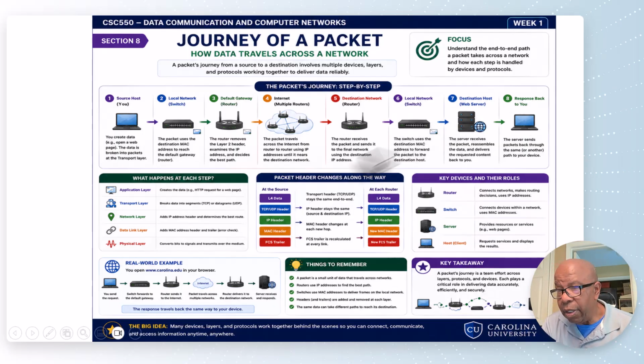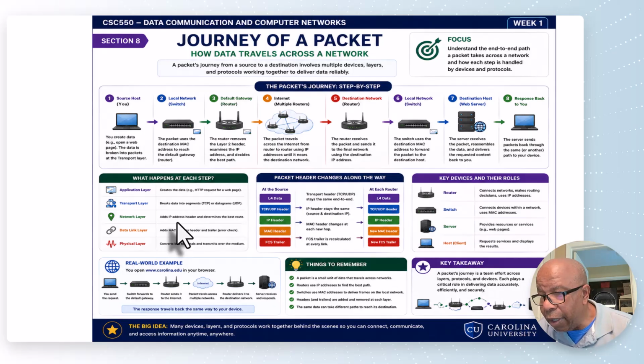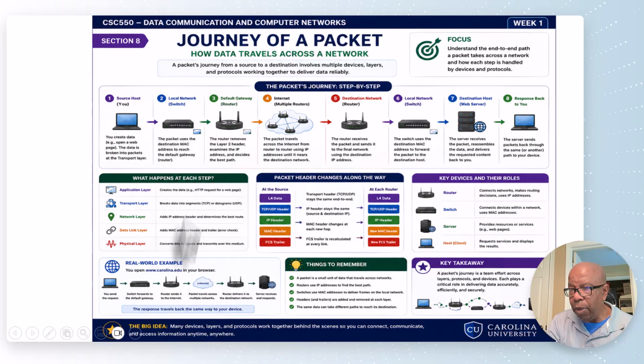Here is another summary explanation. The application creates data, the transport layer breaks it into segments, the network layer adds the IP address header, and the data link layer adds the MAC address. We'll be delving into the MAC address a little later. And the physical layer converts bits to signals and transmits them over the medium. So those are the steps that we go through.